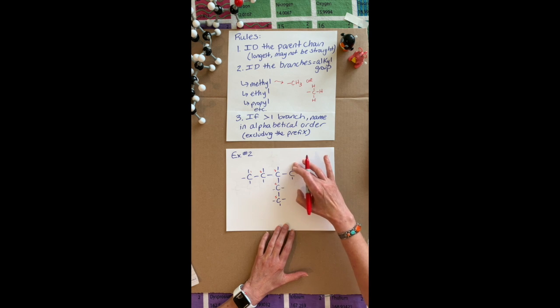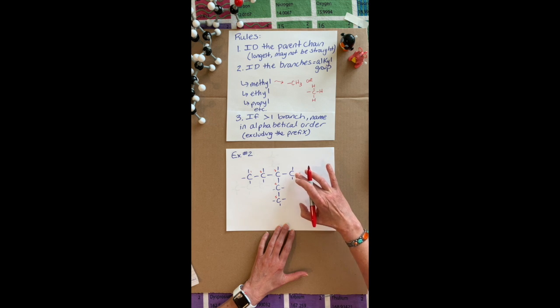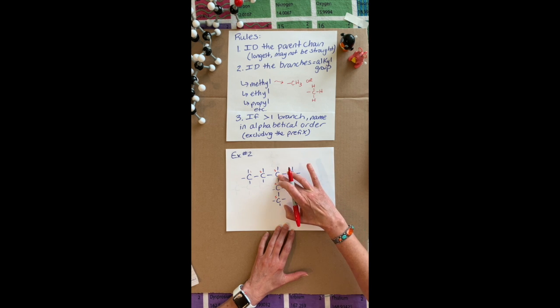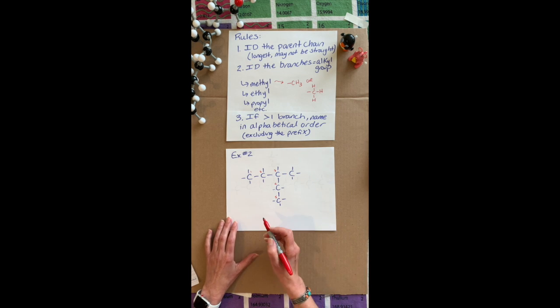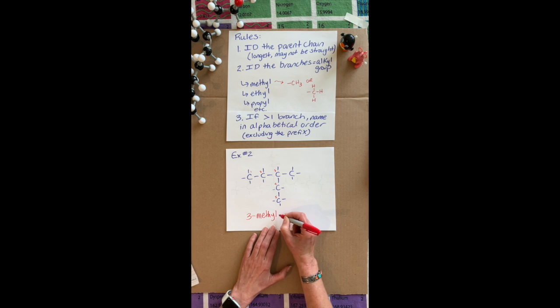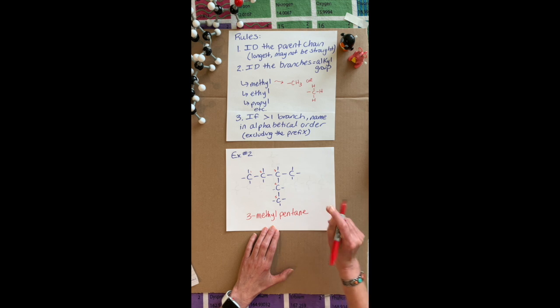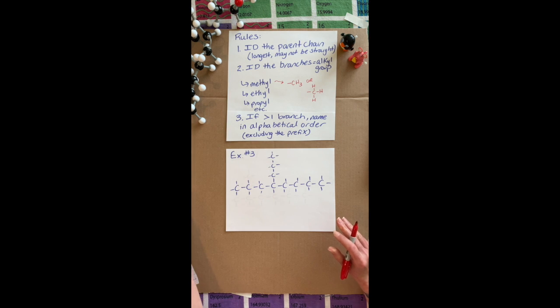We then look here at the group, the branch coming off of that pentane. It's a 1-carbon branch. It is a methyl group. And you'll notice that methyl is located on the 3rd carbon. So we're going to name this 3-methyl pentane. Let's look at another example.